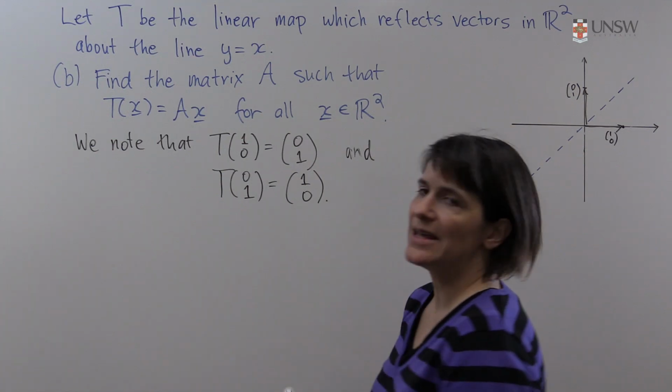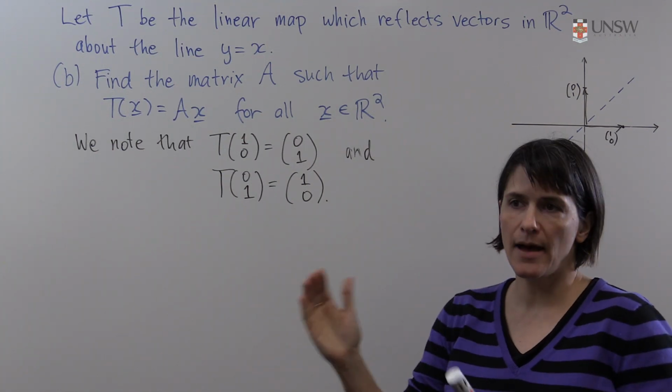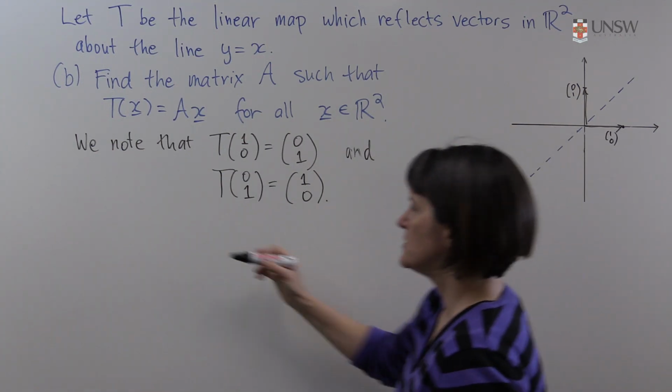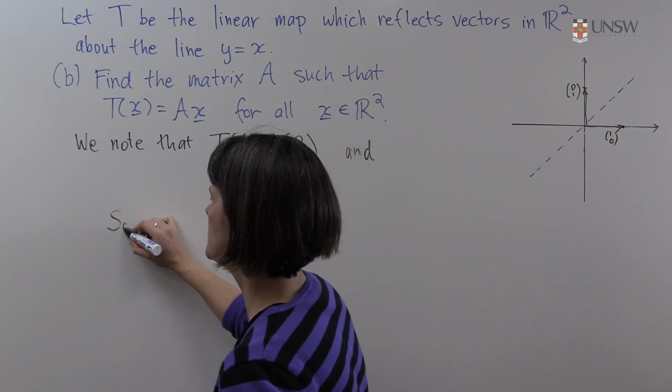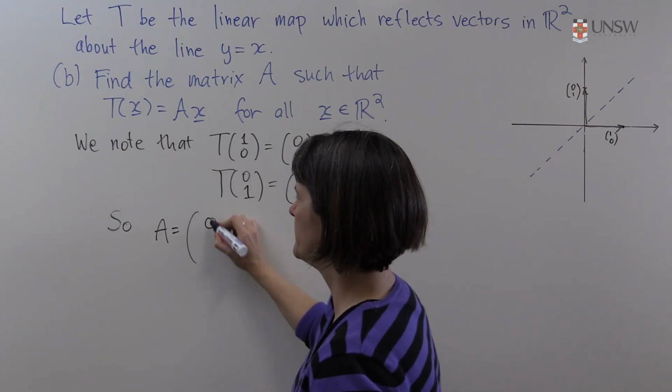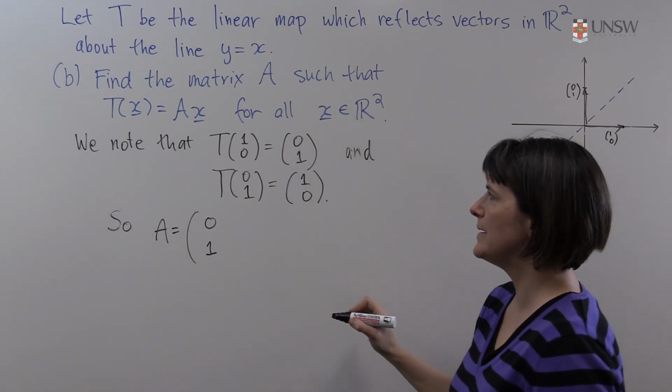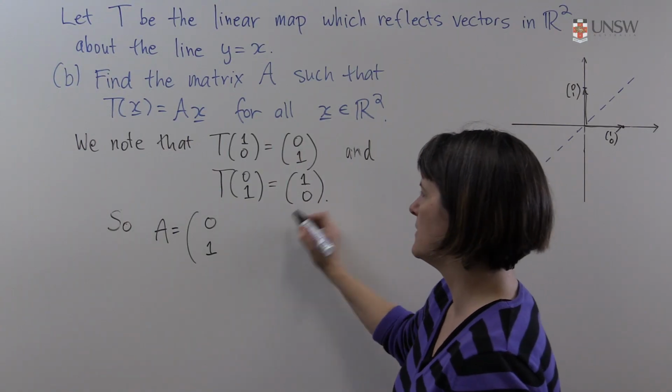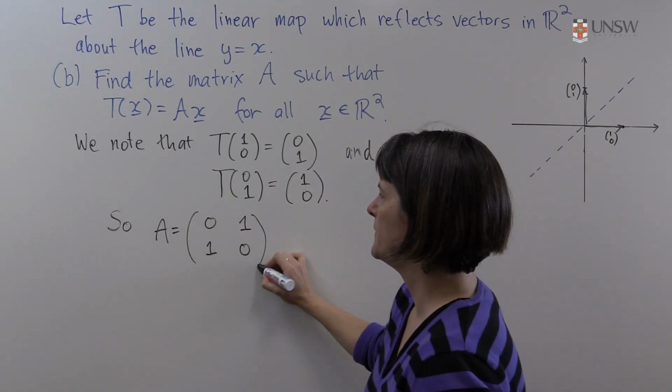And the matrix representation theorem says that these vectors are our two columns of A. So without any further calculation, we just write down A. The first column is T of (1, 0), which in this example is (0, 1). The second column is T of (0, 1), which here is (1, 0). And that's it.